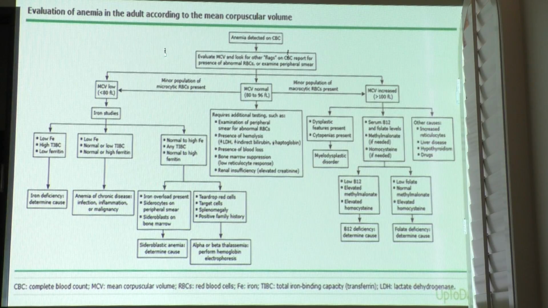Okay, bone marrow suppression. If you have a normocytic anemia and there is a suppressed bone marrow response, then you expect to see low reticulocytes, right? Low reticulocytes are a very important part of your anemia management. On your boards, most of the time they're going to give you the reticulocyte count. So that's how you can break it down. And then for renal insufficiency, they're going to give you an elevated creatinine.